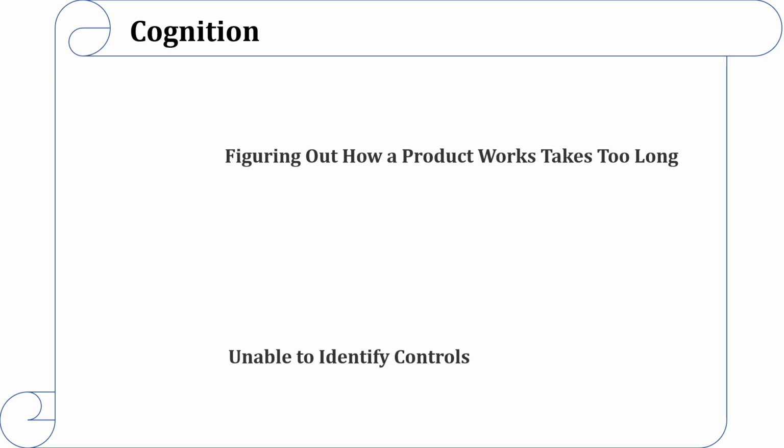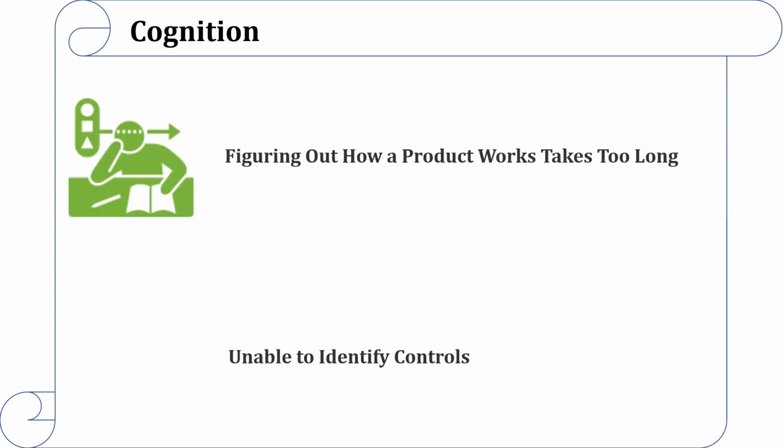Unable to identify controls. It is extremely hard for users to tell unfamiliar graphic symbols apart. Therefore, it is necessary to use familiar graphic symbols and terms whenever possible.